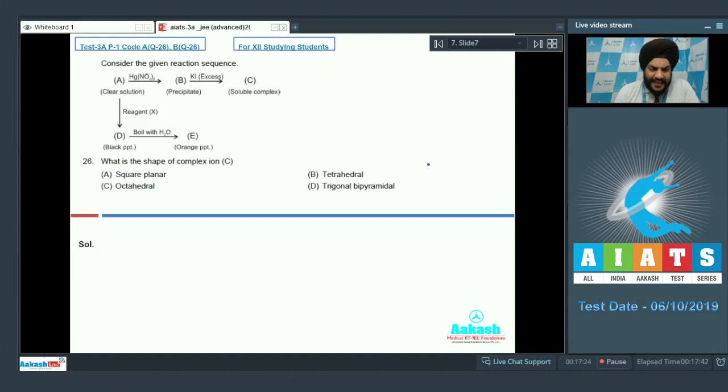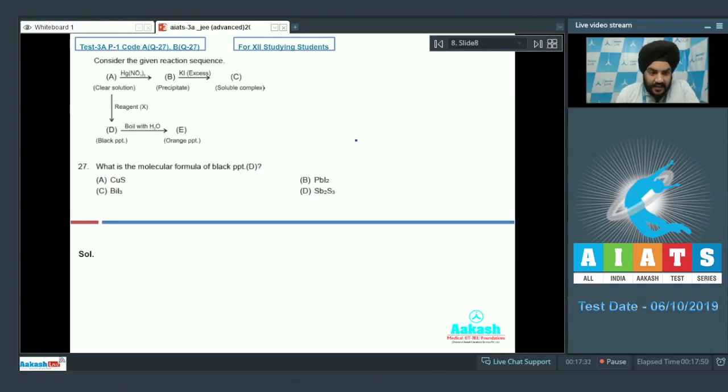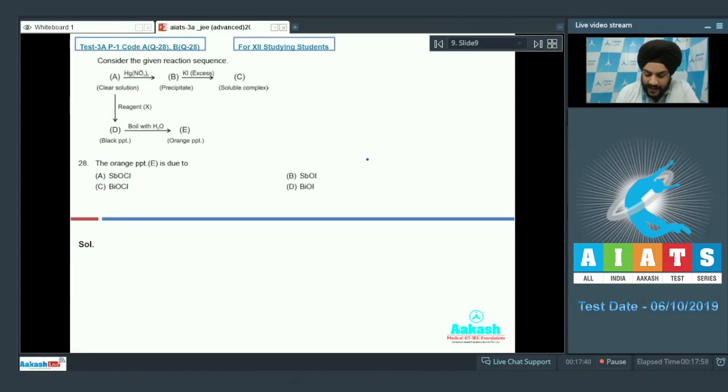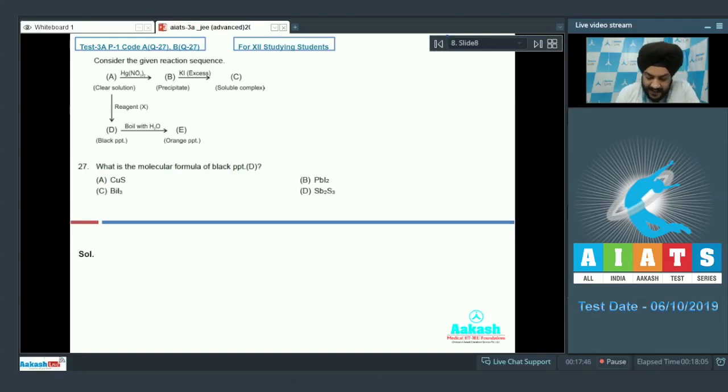So if we look at the questions which are given to us, in question number 26, the examiner seems to be interested in the shape of the complex in C. If you look at the next question, question number 27, it says, what is the molecular formula of the black precipitate D? And if you look at the last question asked from this paragraph, we have the orange PPT E is due to.